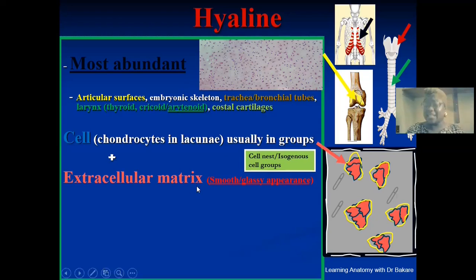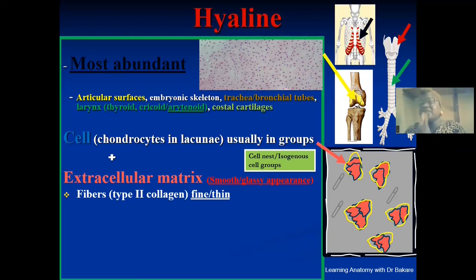So for the extracellular matrix, we know that in general terms, we have the fibers. The fibers specifically for hyaline cartilage are type 2 collagen fibers. So you have specifically type 2 collagen fibers embedded in hyaline cartilage, and this is what is arrowed here in blue. These type 2 collagen fibers are seen to be fine in appearance, and this is why they tend to blend with the extracellular matrix. And this is what presents the glassy or smooth appearance of hyaline cartilage.